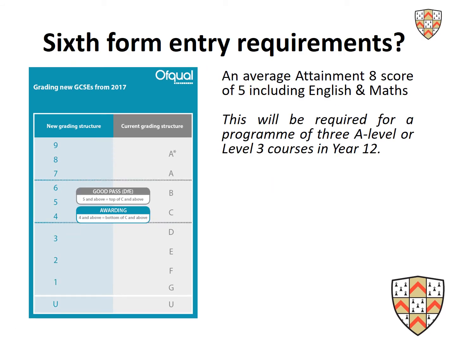Sixth form entry requirements. An average Attainment 8 score of 5 including English and Maths is what is required. That means their 8 best GCSEs including English and Maths will be added together and divided by the number of GCSEs. If that comes out at 5 and above, then they will be suitable to do a programme of 3 A-level or Level 3 courses in Year 12.